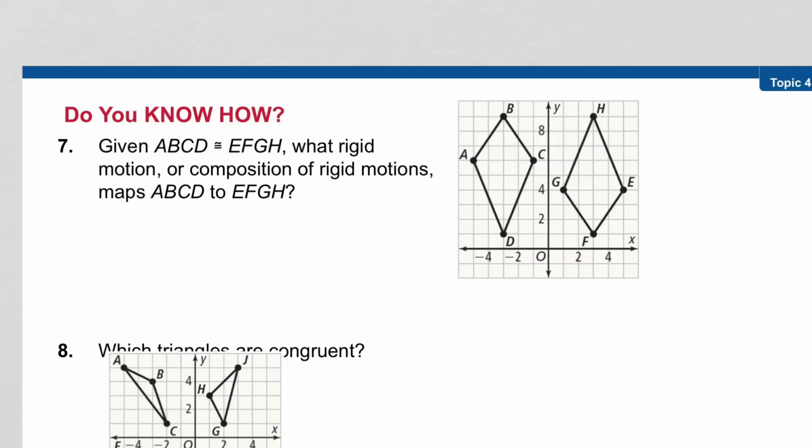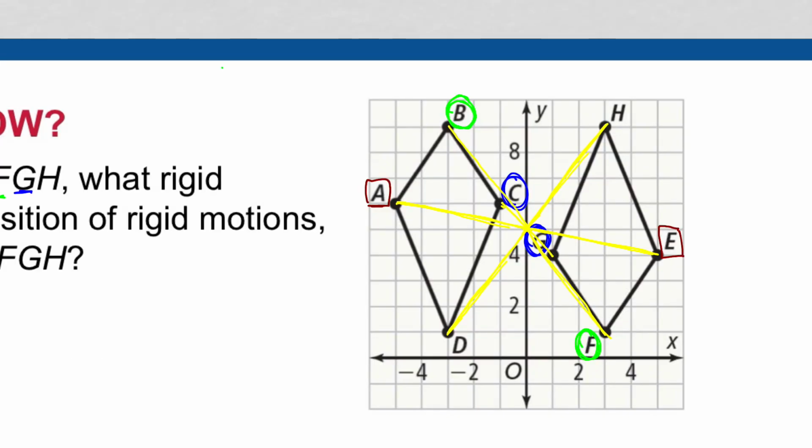You can use patty paper on this section, but remember that when you're looking for a series of rigid motions that will map one onto the other, you always want to mark the points that are corresponding first. Okay, here, once I connect all the corresponding points, I can see that they all intersect at (0,5). So I can go ahead and perform a 180-degree rotation centered at (0,5).